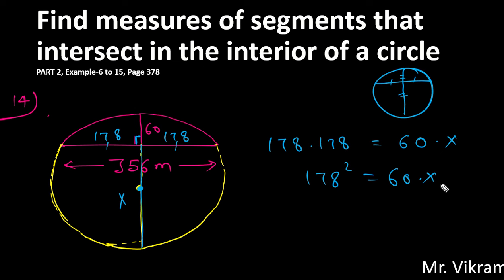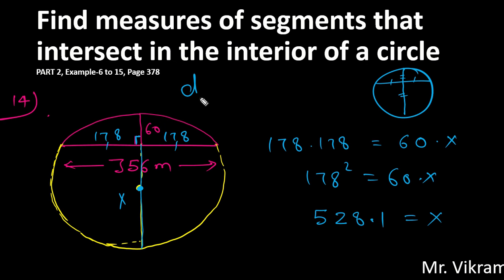Let's try to solve this and check what our answer is. So 178 squared divided by 60 is giving me 528.06. Okay, and it is asking to round the answer to the nearest tenth. So 528.1 equals x. Okay, now is this a diameter? No, this is x. So what will I do now? I will do x plus 60.